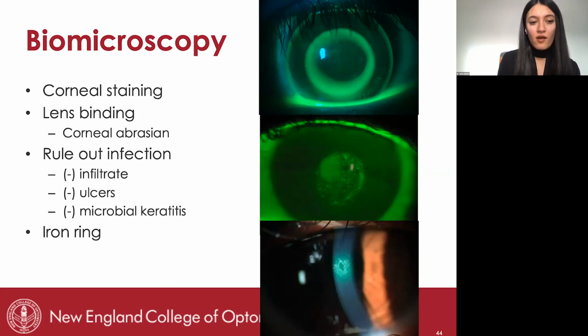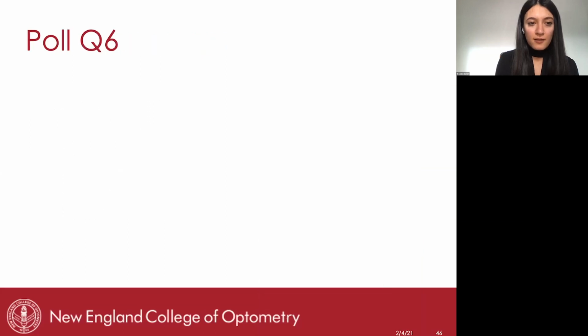Iron rings are very common, especially if the patient has been wearing the lens for at least over a year. We start to see something similar to what we call a Hudson-Stähli line. Again, it's a very benign finding. We don't necessarily do anything about it, but it is something that we like to note in our chart. And the iron ring is just from the tears pooling in those areas.